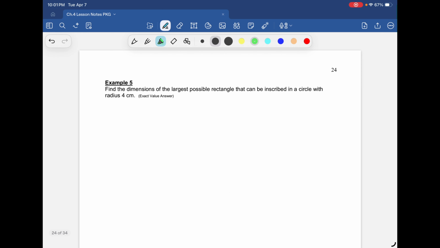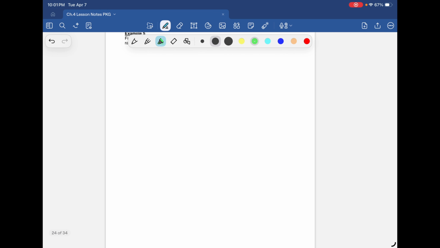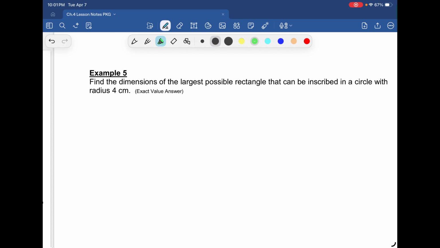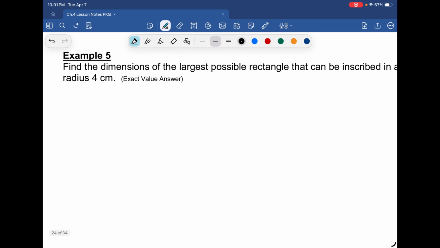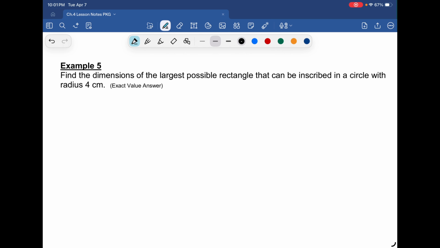Okay, now moving on to our next one. Again, as you're going to notice, we have a full page to work with. That's because each of these are going to step up in terms of the amount of work required and just kind of the detail to be looking for. So for this one, find the dimensions of the largest possible rectangle that can be inscribed, meaning inserted within a circle with a radius of 4.